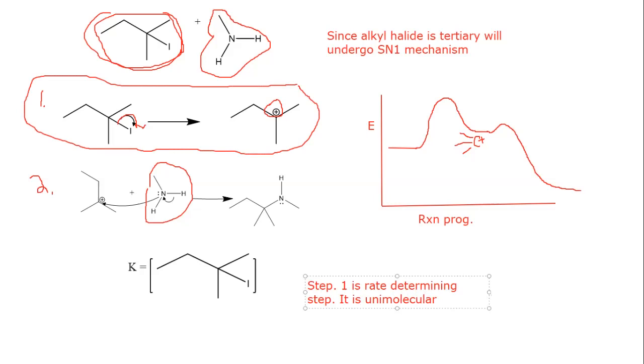Therefore, our rate, not K, gee whiz, this should be rate equals K times the concentration of our tertiary alkyl halide. Again, the way we know it was SN1 was because we were dealing with a tertiary alkyl halide. It can only undergo SN1 reaction.